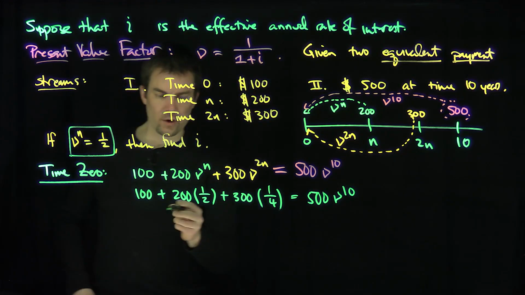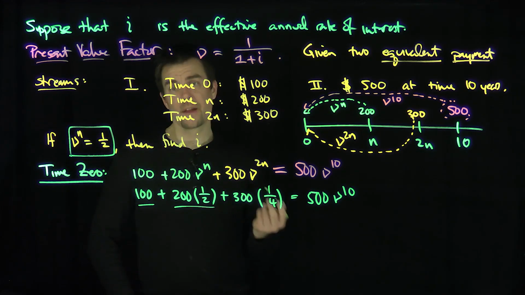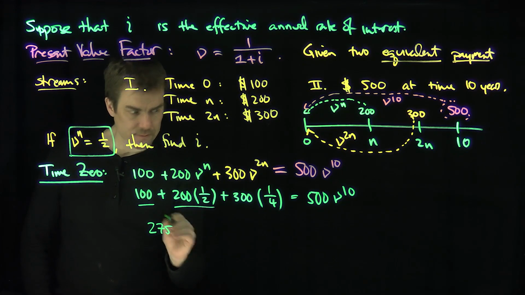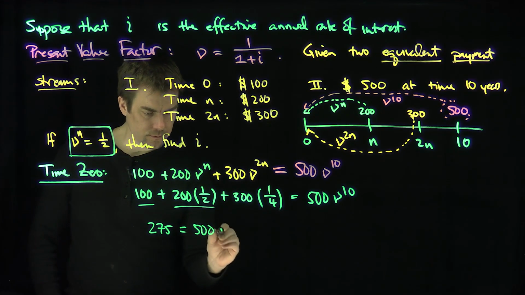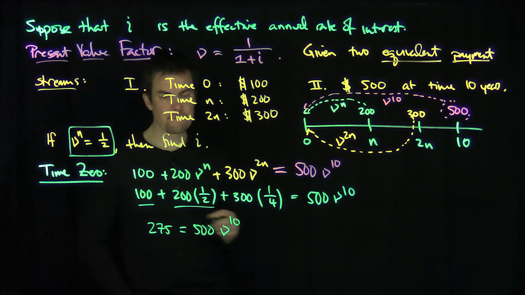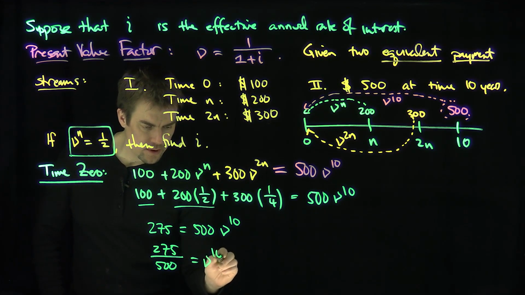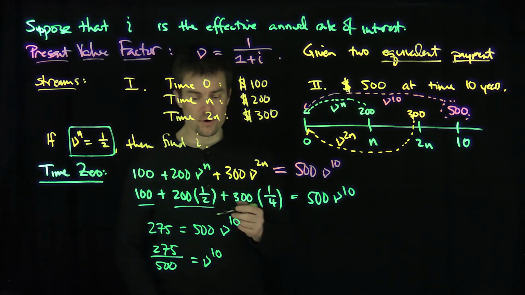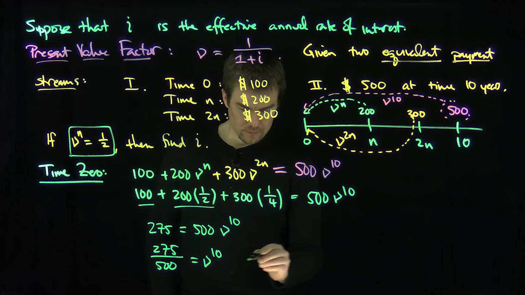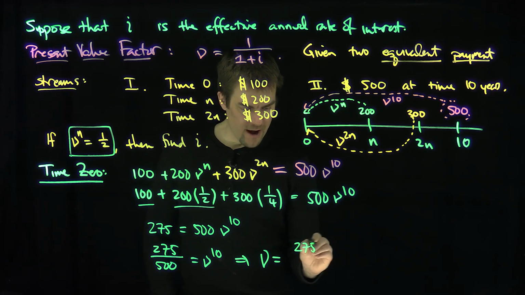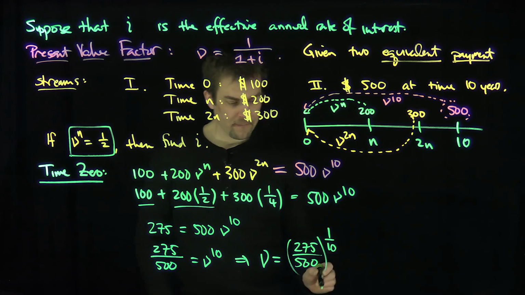So let's simplify this. I have 100 over here, and then another 100 over here. That's going to be 200, and then this is going to be a 75. So this is 275 is equal to 500 nu to the power 10, okay? And that says that 275 over 500 is nu to the power 10. That allows me to solve for nu, right? This tells me that nu is equal to 275 over 500 to the 1/10 power.